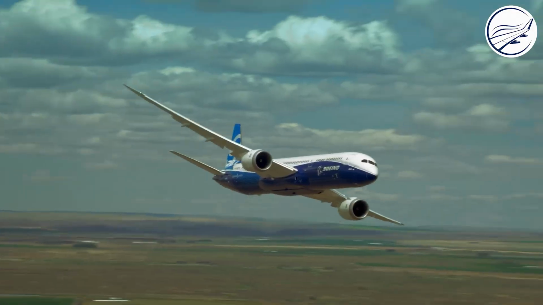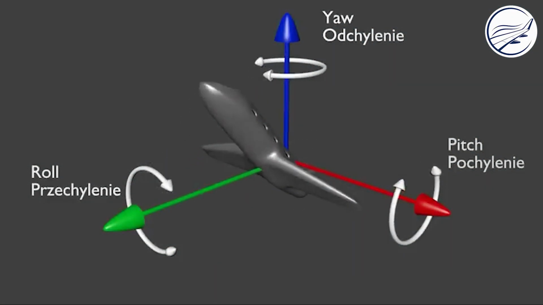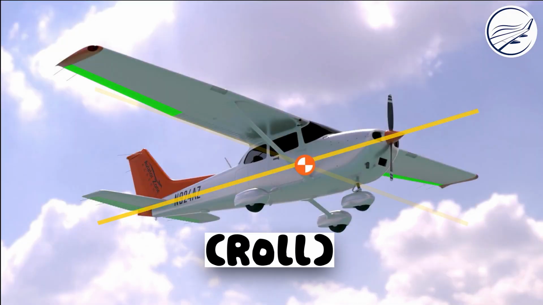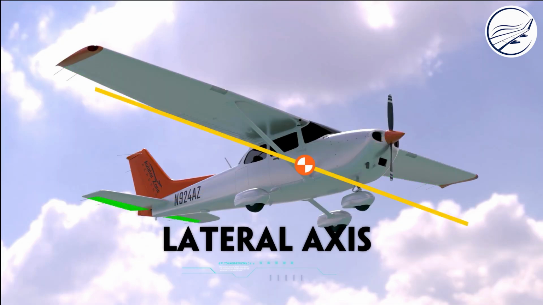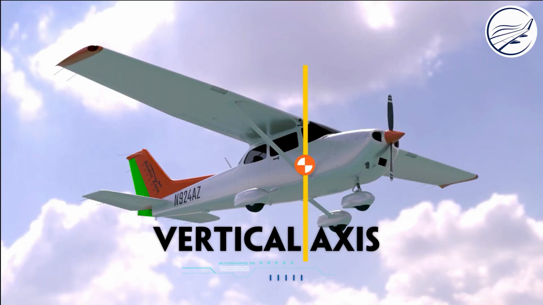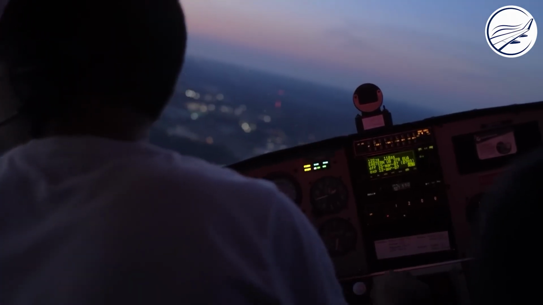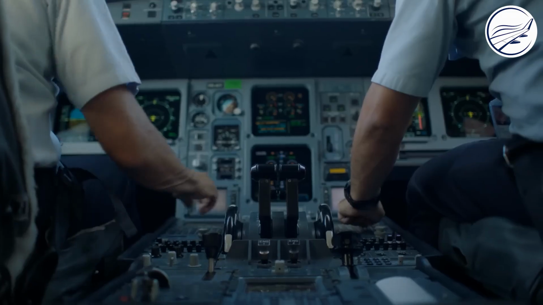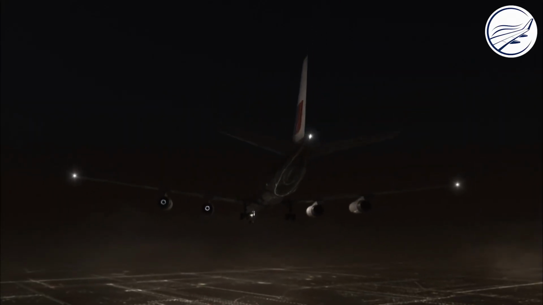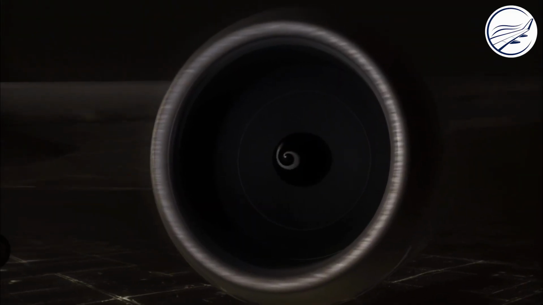To understand aircraft control, you have to visualize 3 imaginary lines passing through the center of the plane. The longitudinal axis, running from the nose to the tail: roll. The lateral axis, running from wingtip to wingtip: pitch. The vertical axis, running straight up and down through the center: yaw. Every maneuver a pilot performs, from a gentle turn over the Grand Canyon to a steep descent into LAX, is just a combination of these 3 movements. And every movement is executed by manipulating specific control surfaces on the outside of the plane.